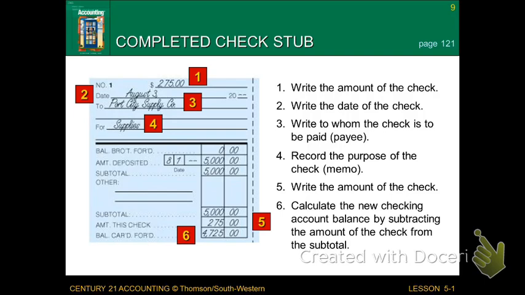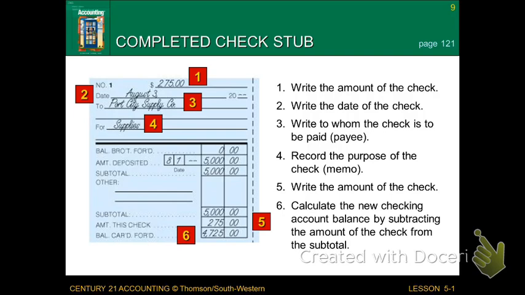And step number 5 is to write the check amount again, so you can see right below subtotal. So the subtotal tells us, okay, we have $5,000 in our checking account. So we don't want to write a check for more than that, because that means we would not have enough money to pay it. But we have $5,000 in our bank account right now. And so we're writing a check for $275, and that should be okay because we have enough money to cover that. And so once we start off with $5,000 and we're writing a check for $275, we need to subtract that from our balance. Because when you write a check to someone, that money is coming out of your account, so you need to subtract that.